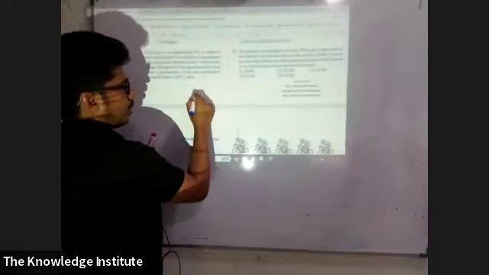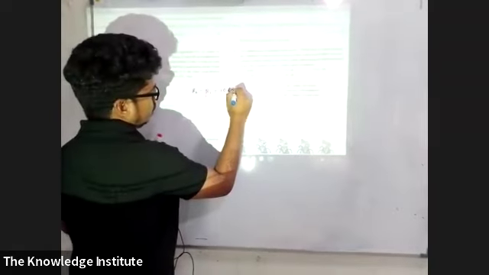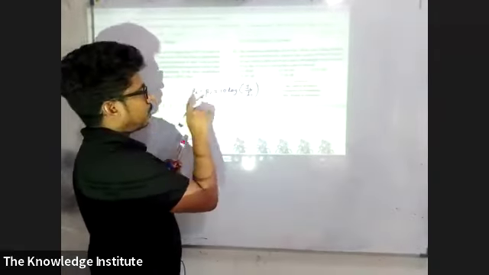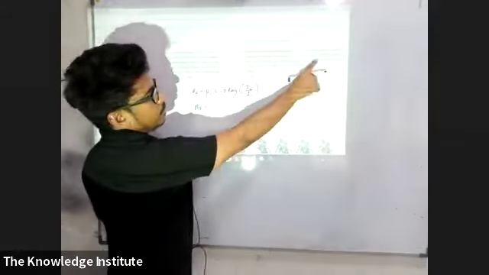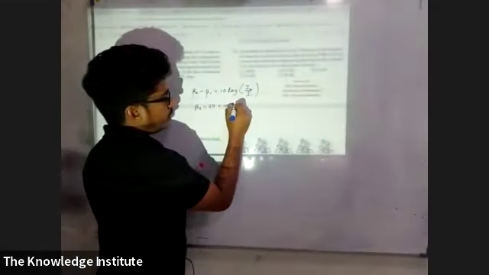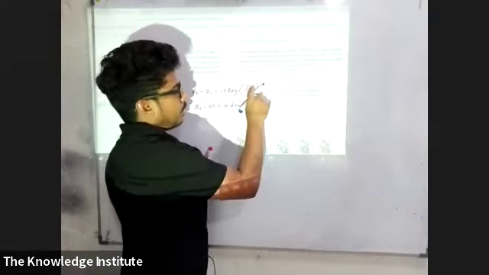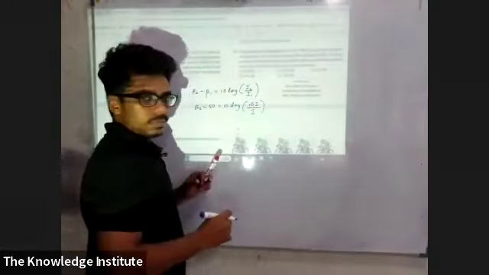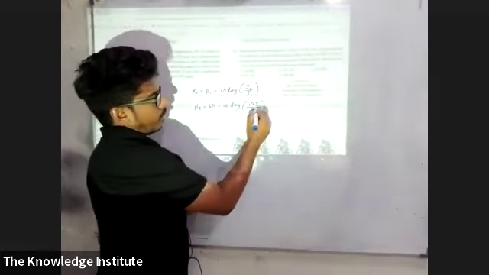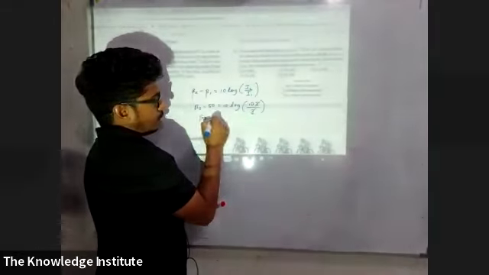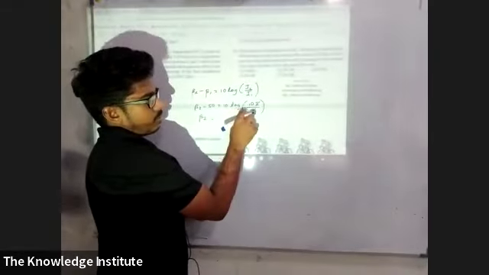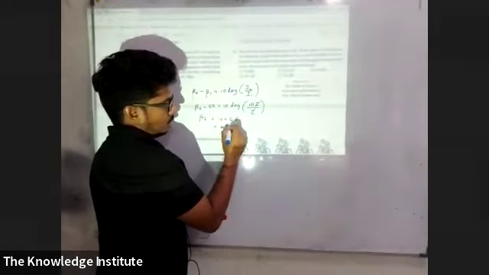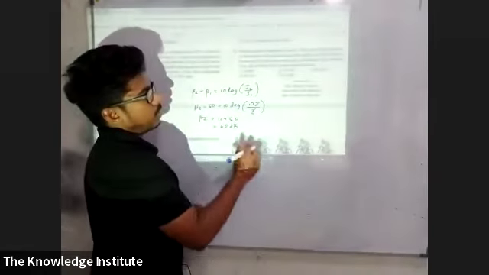The intensity level: beta 2 minus beta 1 equals 10 log I2 over I1. Let's say we want to find beta 2. Beta 1 is 50. Initially I is only one person, now it is 10I. So I and I cancel. Beta 2 minus 50 equals 10 log 10 base 10. That is 1, so 10 plus 50 equals 60 decibel. So the answer is that.